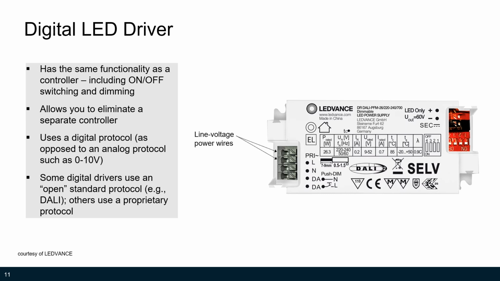So we've got some line voltage wires coming into this device, secondary low voltage wires up on the upper right going to the LEDs themselves, and then we have a place to connect low voltage wires to create the network, in this case a DALI network.